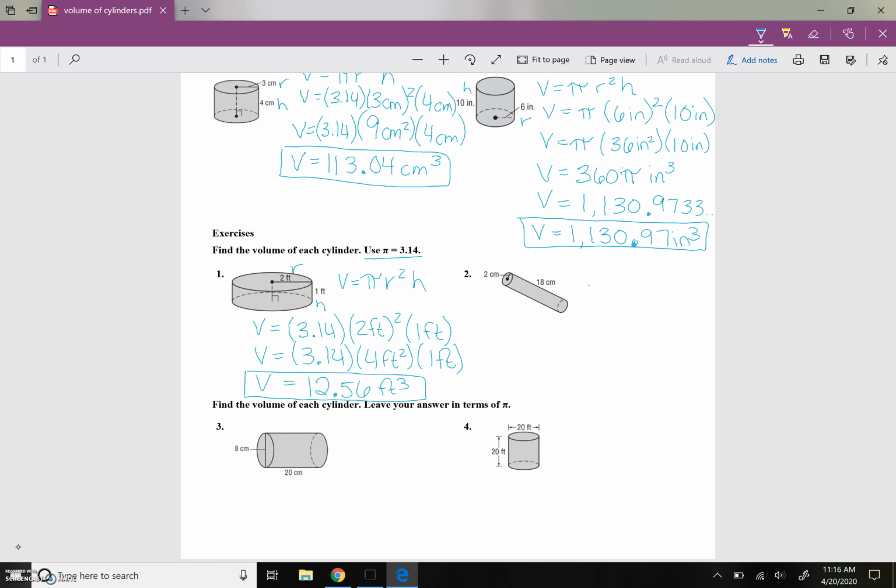For number 2, starting with my equation, our radius is going to be the 2 centimeters, and our height is going to be 18 centimeters. And again, we're using pi equals 3.14.